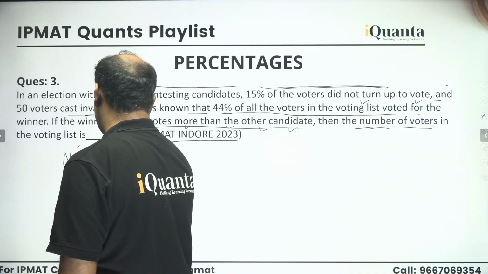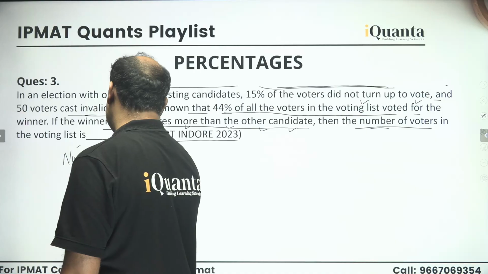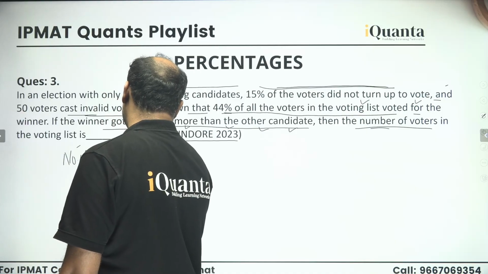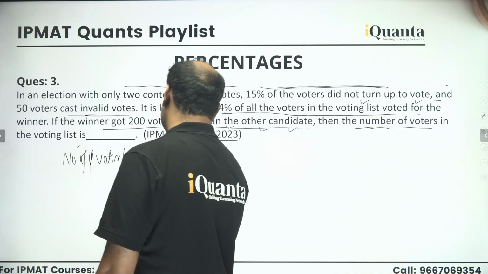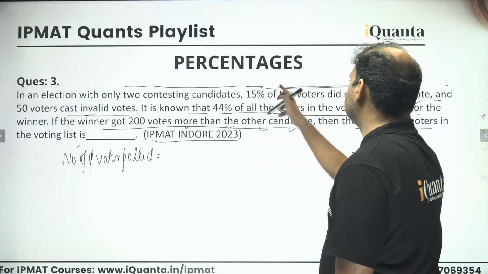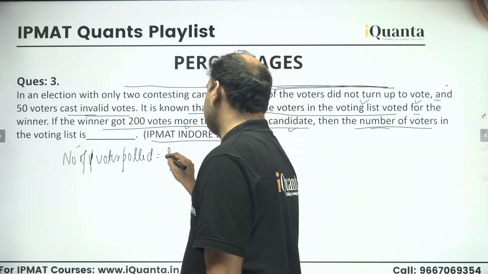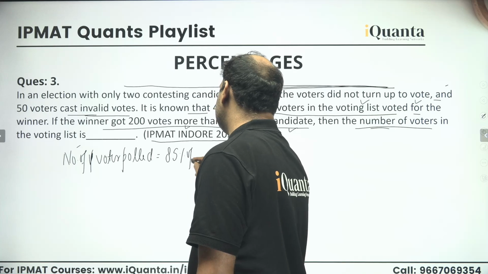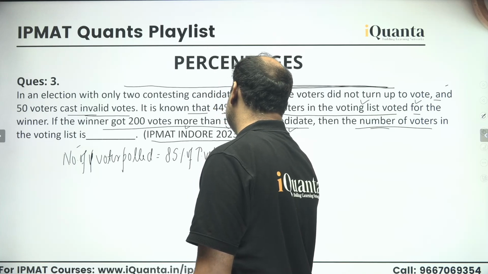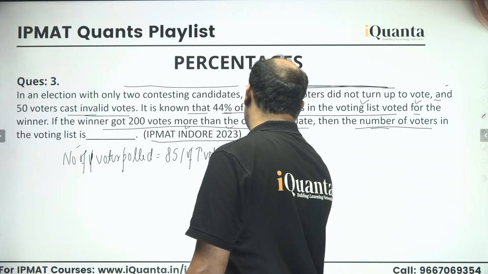Number of votes polled, right? Who actually went to poll the vote. We can say that among the total, 15% did not turn up. That means 100 minus 15, which is 85% of the total votes in the voters list, turned up. All right.